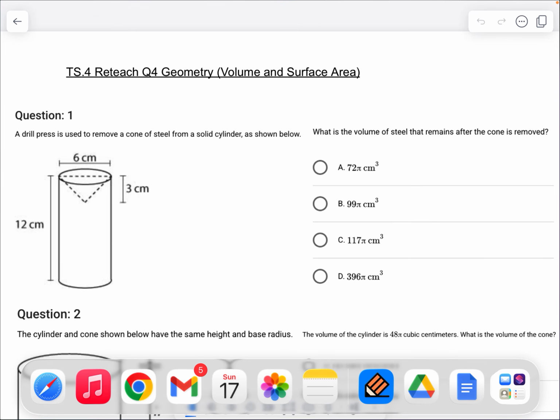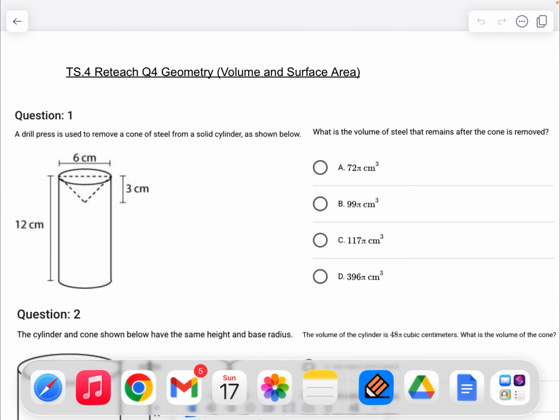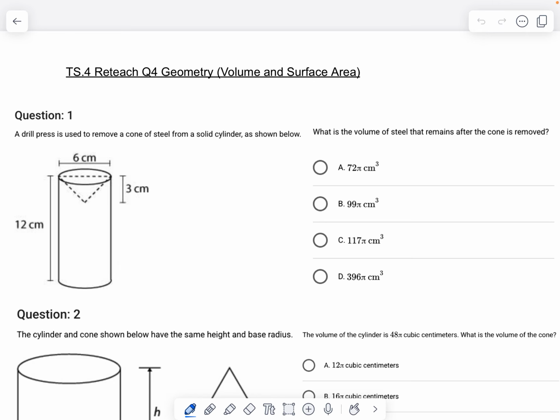Hey guys, this is the TS.4 Reteach. So again, if you need to redo the standard, watch this video, follow along with the notes, and then you can take it. You can ask me for the code when you're finished with this video.